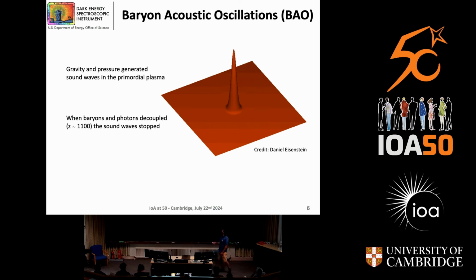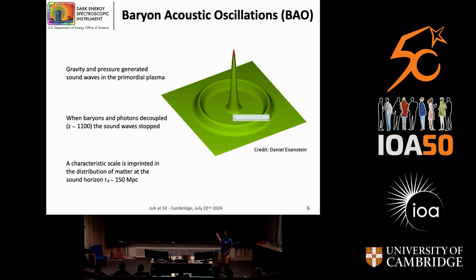So this is an animation from Daniel Eisenstein that shows that in the early universe, if you have an overdensity of matter and radiation, there will be a competition between pressure and gravity in the radiation-baryon plasma. And this will cause an acoustic wave that will expand. It will expand all the way until the redshift of 1,000, roughly, where there's recombination. That's the same time when the CMB photons are released. At that point, the acoustic waves stopped. And the distance that they traveled is what we use as a standard ruler.